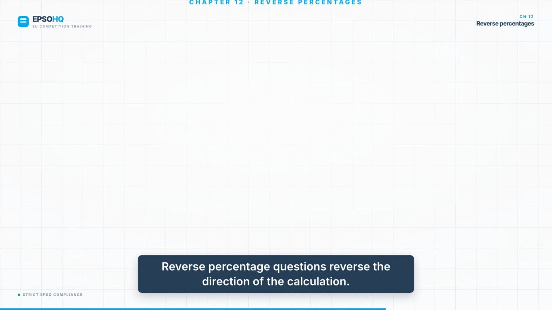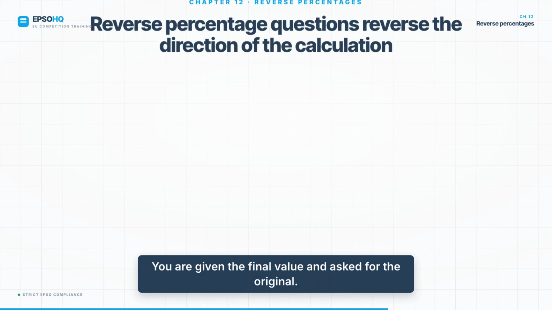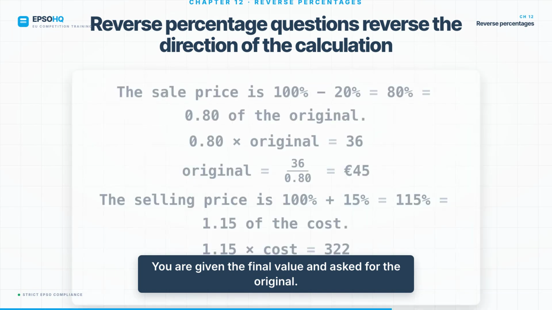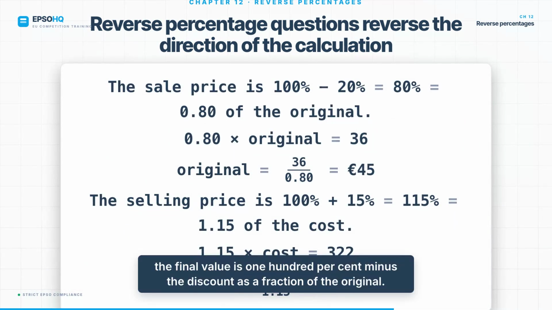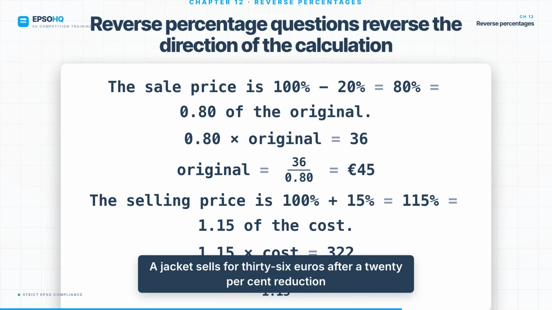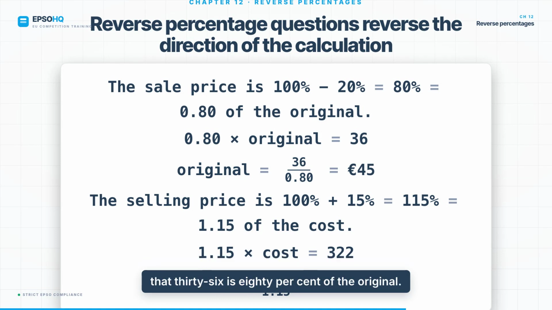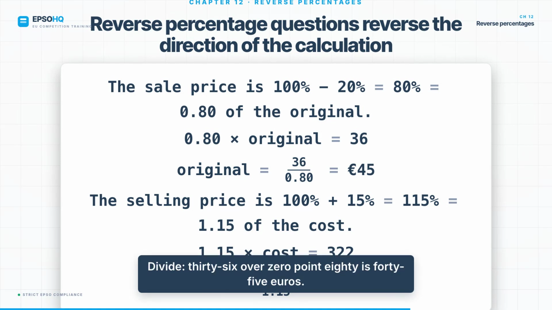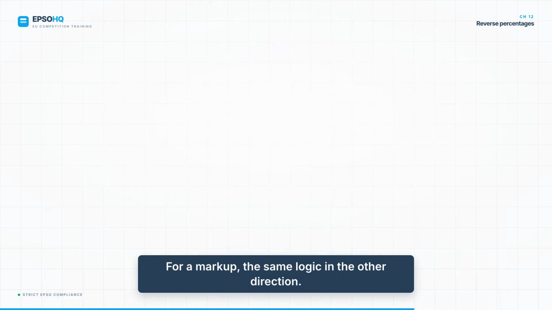Reverse percentage questions reverse the direction of the calculation. You are given the final value and asked for the original. For a discount, the final value is 100% minus the discount, as a fraction of the original. A jacket sells for 36 euros after a 20% reduction. That 36 is 80% of the original. Divide. 36 over 0.80 is 45 euros.